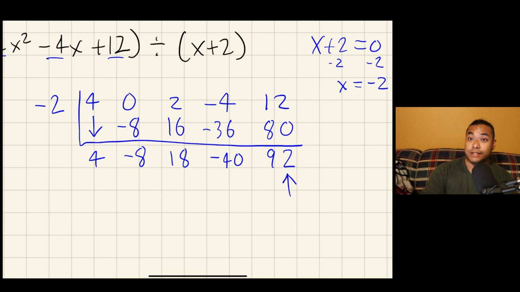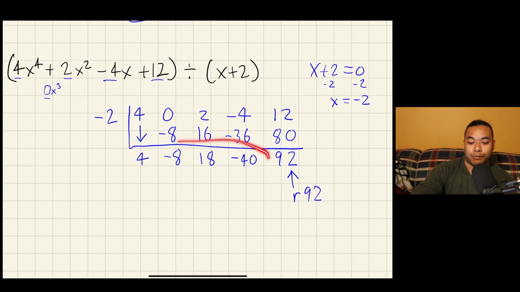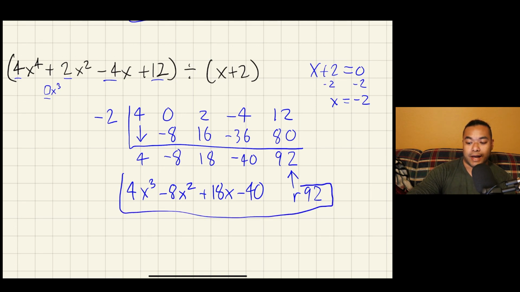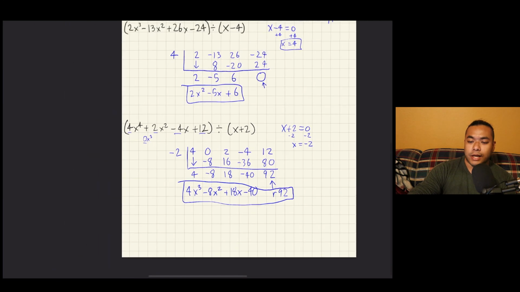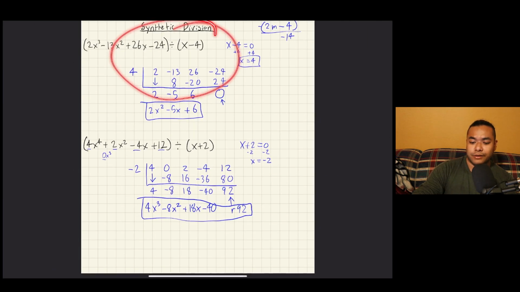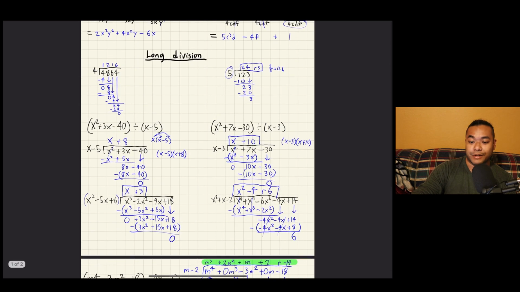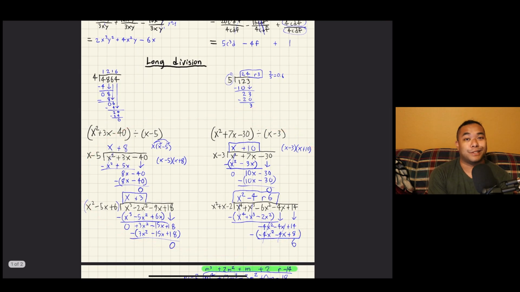So I didn't end on a 0, so this means this wasn't factorable. I have a remainder, 92. But I interpret all of these numbers by saying x to the fourth divided by x would give me x cubed. So I'm going to have 4x cubed minus 8x squared plus 18x minus 40, remainder 92. And there's my answer. So, using a combination of synthetic division and long division that we did up here, you should be able to do your homework.